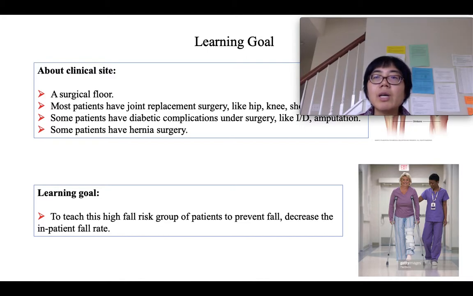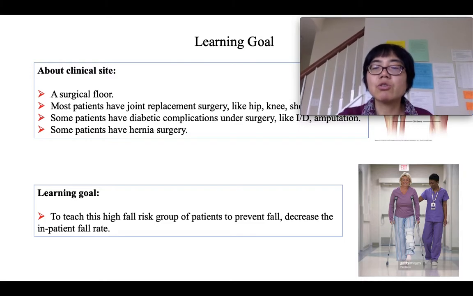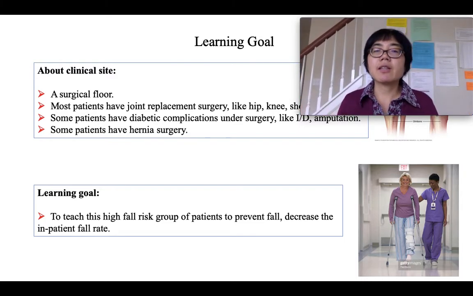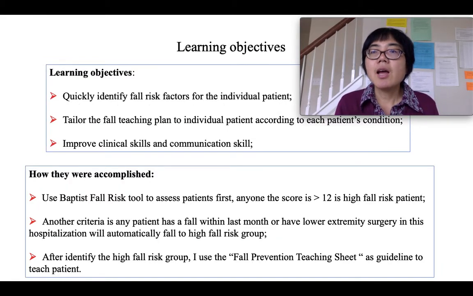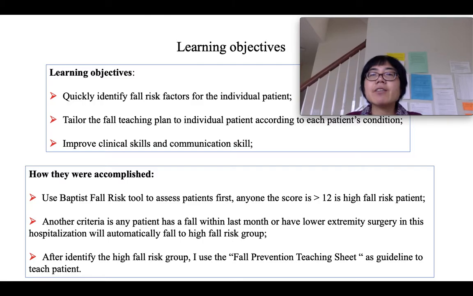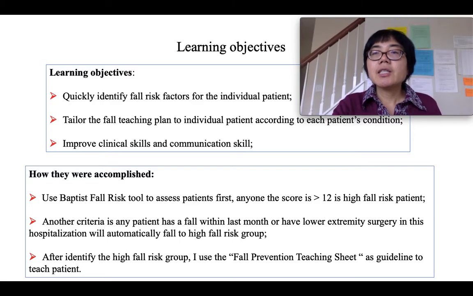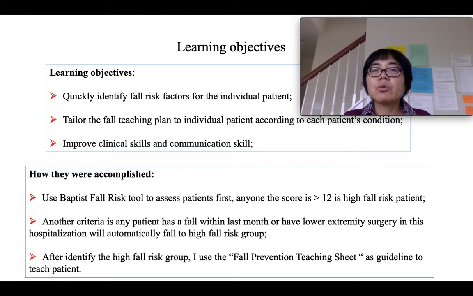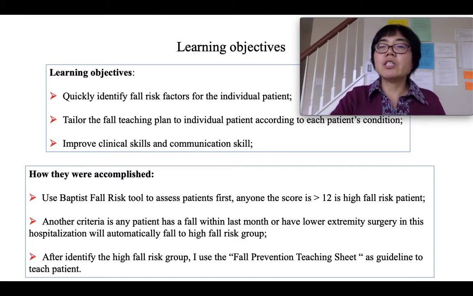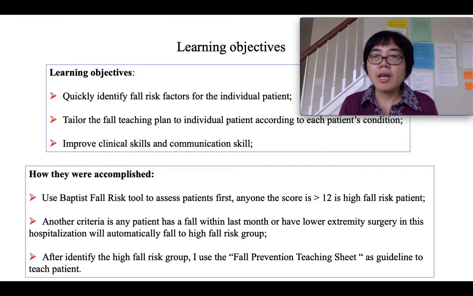My learning goal is to teach this high fall risk group of patients to prevent falls and decrease the in-hospital fall rate. My learning objectives are to quickly identify fall risk factors for the individual patient, tailor the fall teaching plan to each patient's condition, and improve my clinical skills as well as communication skills.